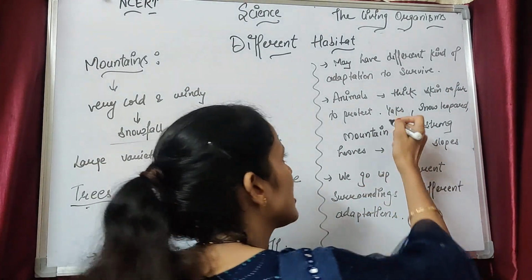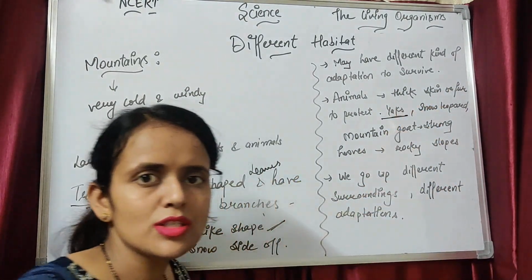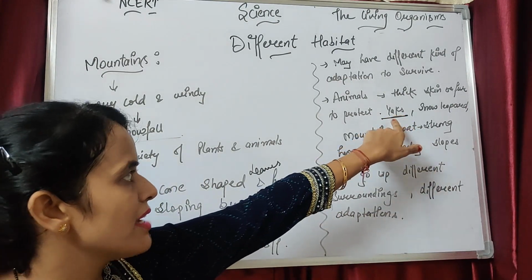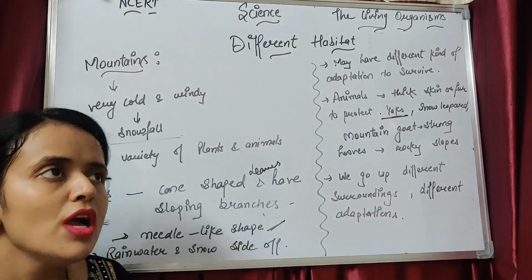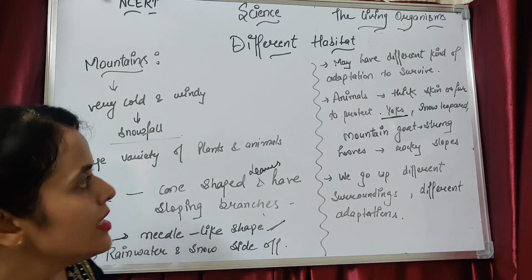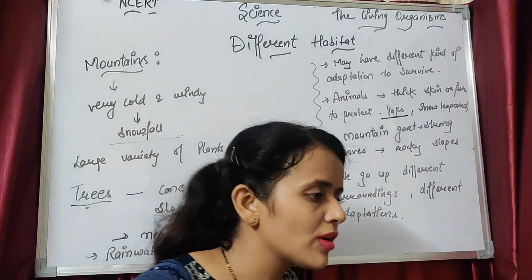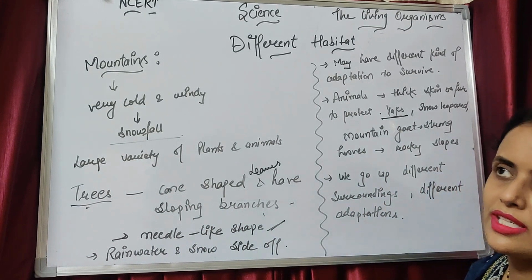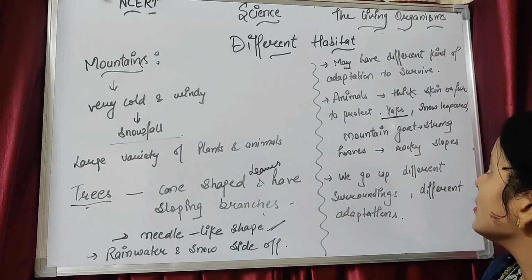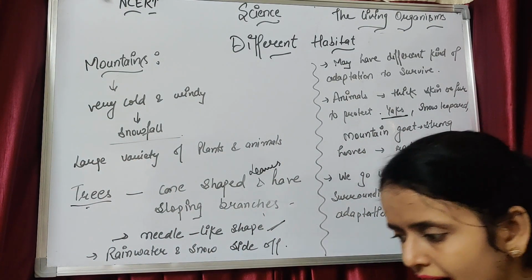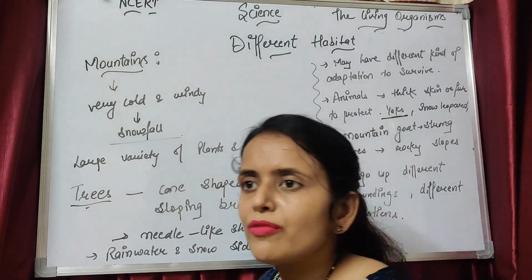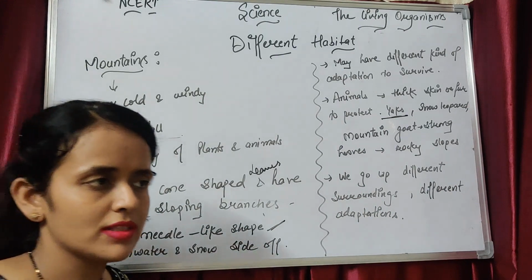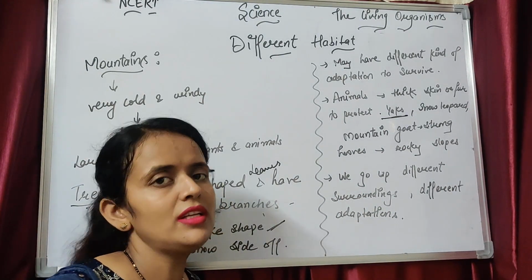Example, the yak. Yaks have long hair, and this hair will protect the yak from the snow, or you can say the coldness of the weather. The snow leopard also has thick fur, or you can say thick skin, which protects it from head to toe from the snow, or the coldness of the weather.